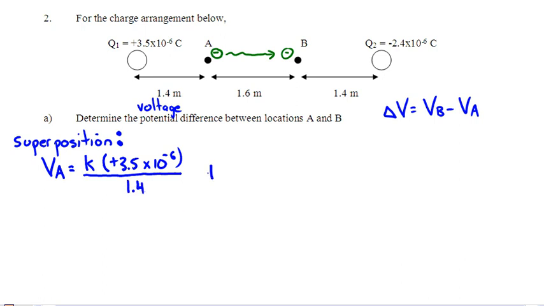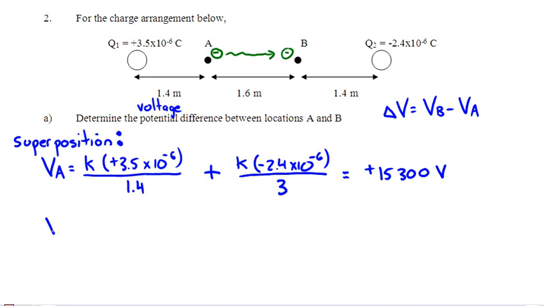And then I'm going to add on, this is superposition, the other voltage, K, the negative 2.4 times 10 to the negative 6, all divided by how far this charge is away from A. Well, that's 1.4 and 1.6, that's 3 meters away. I ran those numbers ahead of time, and I found that that was 15,300 volts.